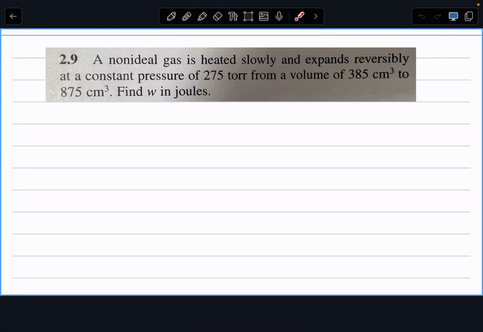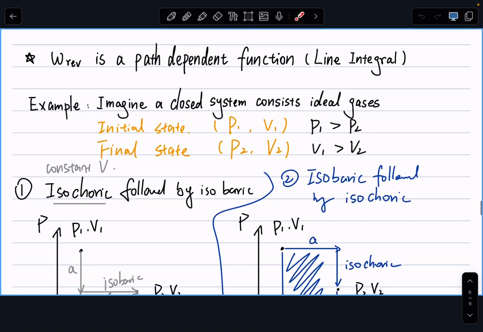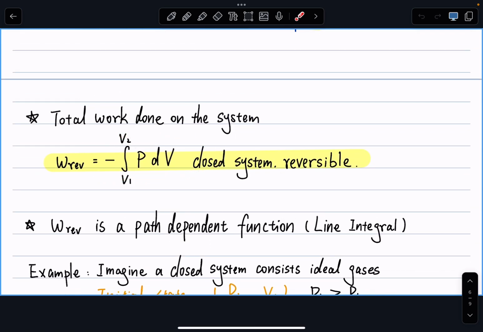In our last lecture, we got started by talking about classical mechanics and also talking about work, which is a path integral. Remember, in the last example, you can do the calculation of reversible work equals negative integral of PdV. Or the other way to put it, we write the change in reversible work equals negative PdV for closed systems and reversible processes.